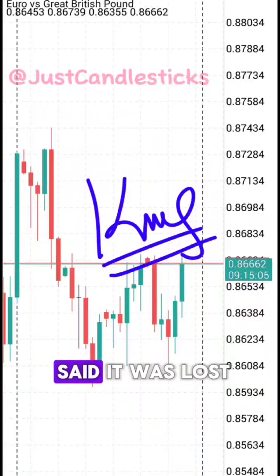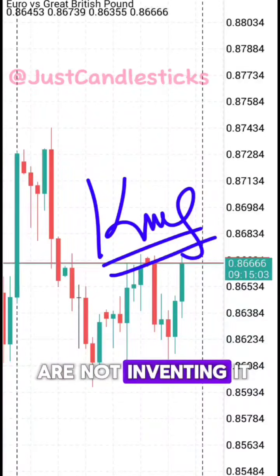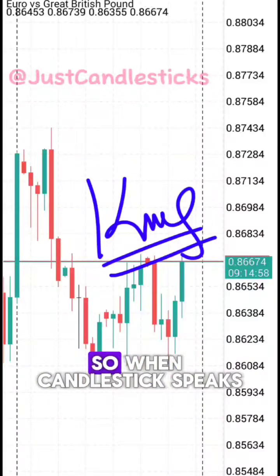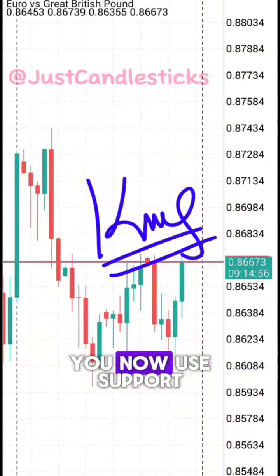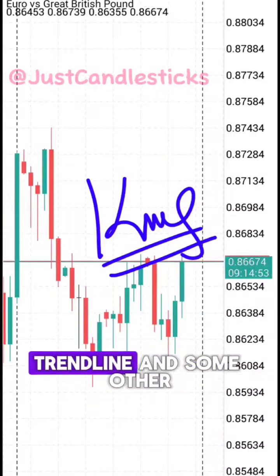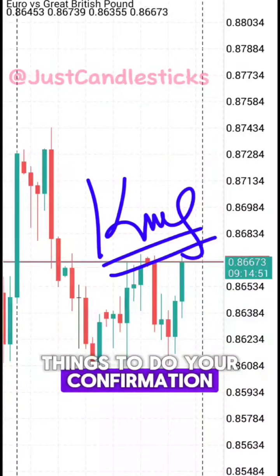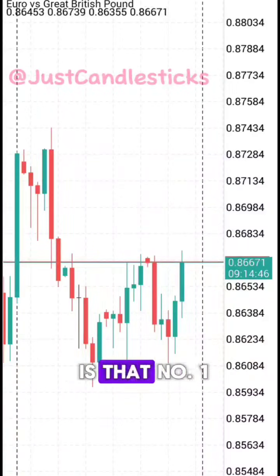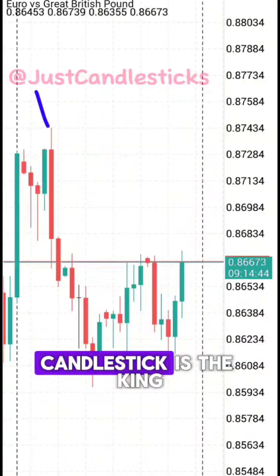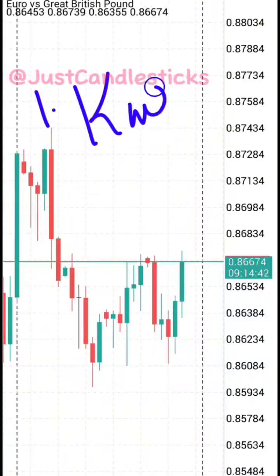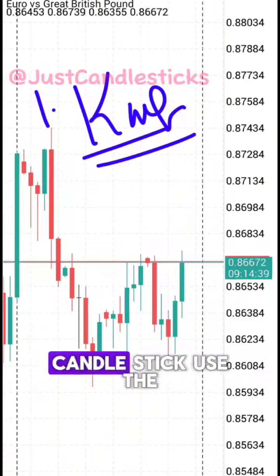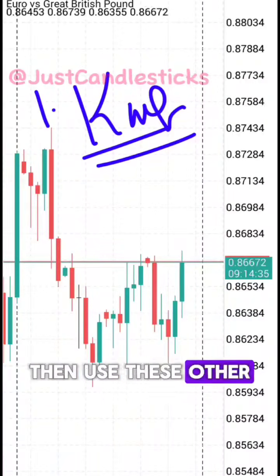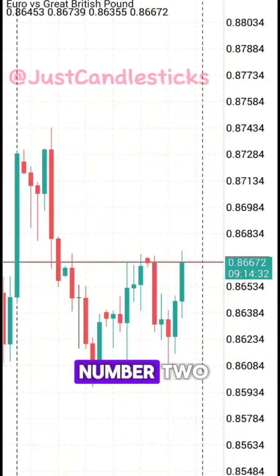But like I said, it was lost. We are not inventing it. We are bringing it back. Okay, candlestick is the king. So when candlestick speaks, you now use support and resistance, trend line, and some other things to do your confirmation. So some of the advantages I want to give to you right now is that number one, candlestick is the king. So focus more on candlestick. Use the candlestick. Learn to use the candlestick. Then use these other things to confirm.